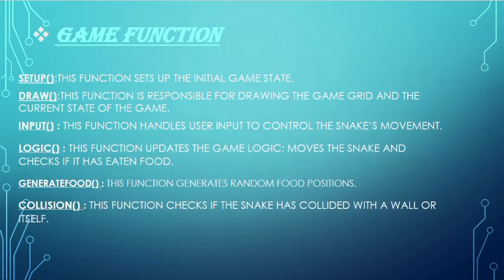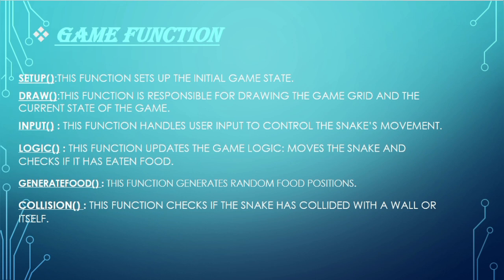Then we go further to the next slide, which is the game functions. What do the game functions mean? The game functions are the main core of the code. Whatever we are doing in the code is from the functions which we are putting in the code. The first function we have put is setup. I will give the overview first and then explain it fully in the code slide. What does the setup function mean? This function sets up the initial game state, how the game will look. The setup will define that.